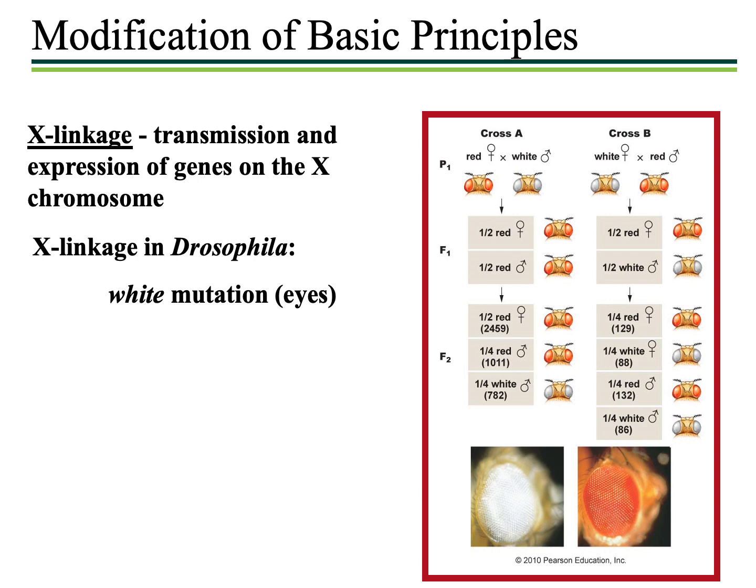Now, the 1/2 here indicates that half of the offspring are female, half of the offspring are male. But in this case, all the females have red eyes and all the males have white eyes, which is very distinct from the outcome that we just discussed in cross A.